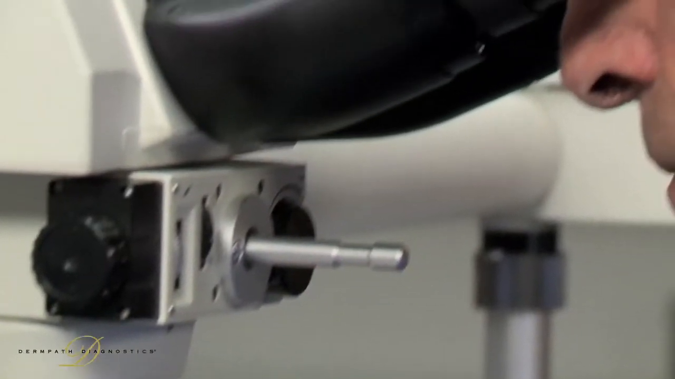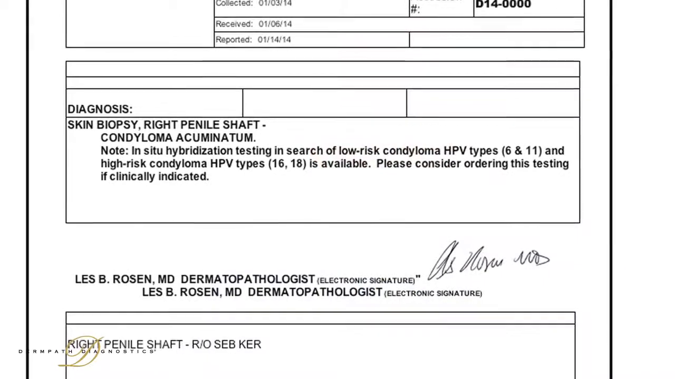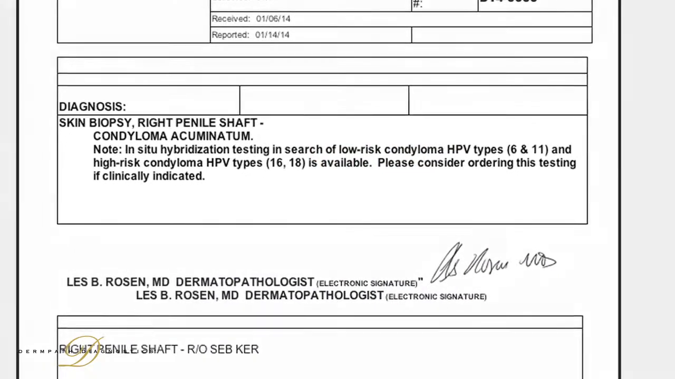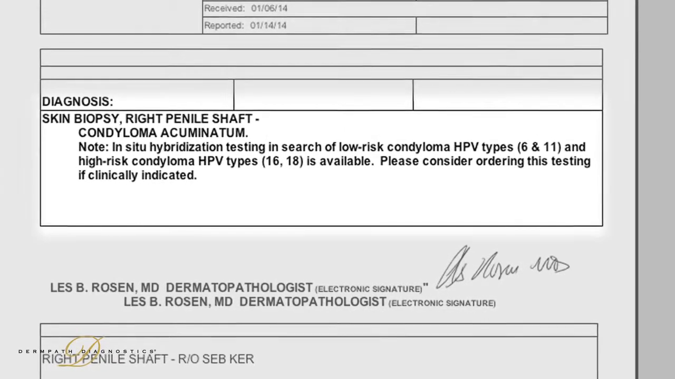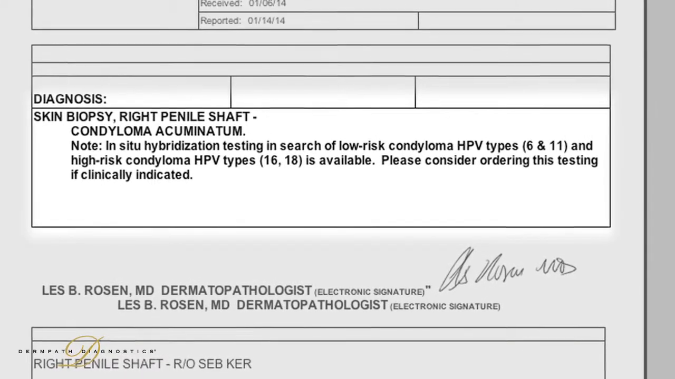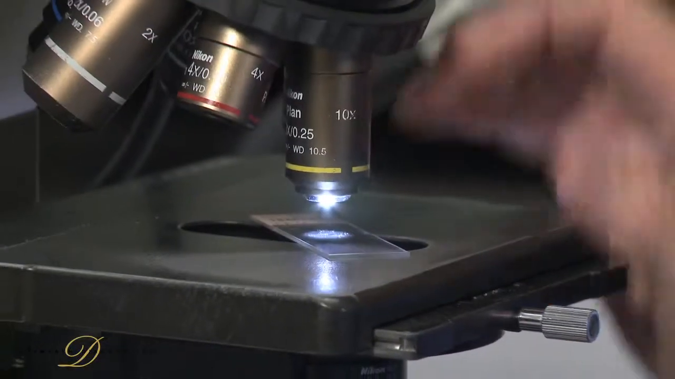However, when it comes to the condyloma acuminata, if I can make the diagnosis under the microscope without any special stains, I will make the diagnosis. When I make the diagnosis of condyloma acuminata, I always put a note in the report stating that we can do high-risk testing and low-risk testing to take the pathology report to a different level. This can be generated by me if I'm not 100% sure of the diagnosis, or by the dermatologist who can request it if necessary.